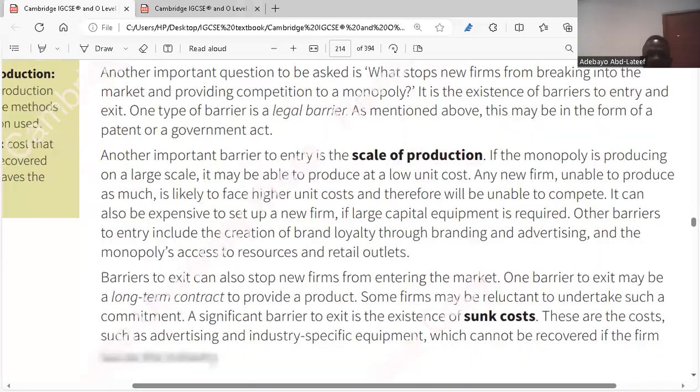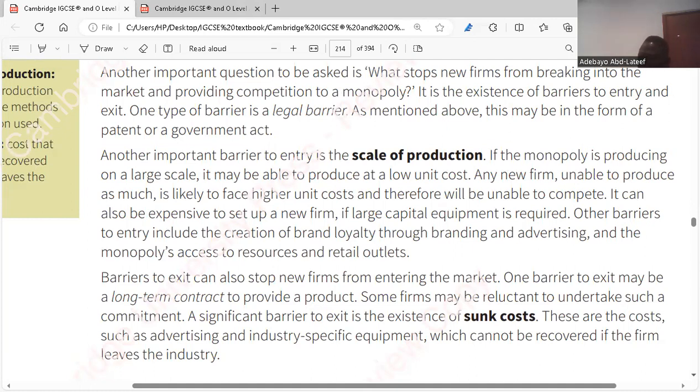Yes. So another important barrier to entry is the scale of production. If the monopoly is producing on a large scale, it may be able to produce at a lower unit cost. A new firm unable to produce as much is likely to face higher unit cost and therefore will be unable to compete. When we talk about monopoly existing or continuing, it means there's a barrier to entry. It means new firms are not allowed to come into that industry. So one of the ways is through government laws or patents. The second one we're talking about here is the scale of production.